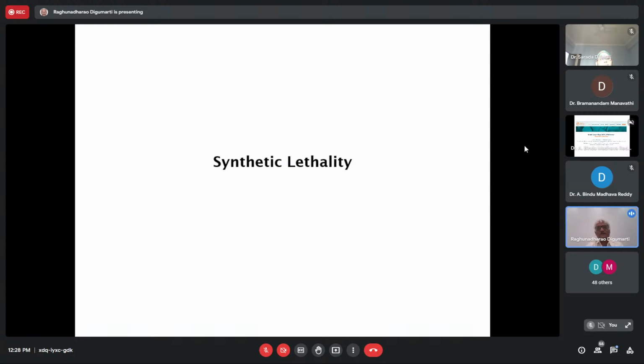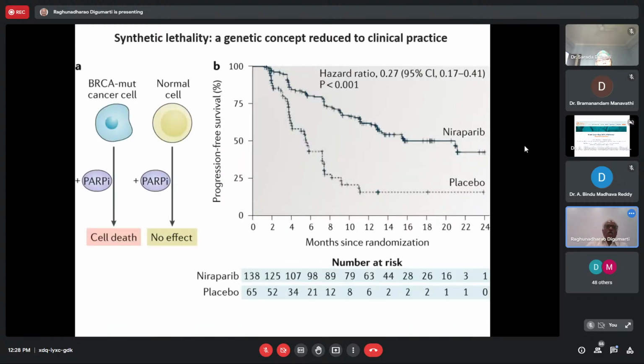Another form of systemic treatment which we can exploit is what is called synthetic lethality. For example, in panel A, I have shown you a normal cell to which you give a PARP inhibitor. There is absolutely no effect. So a normal cell which doesn't carry a BRCA mutated gene has no effect whatsoever with this drug.